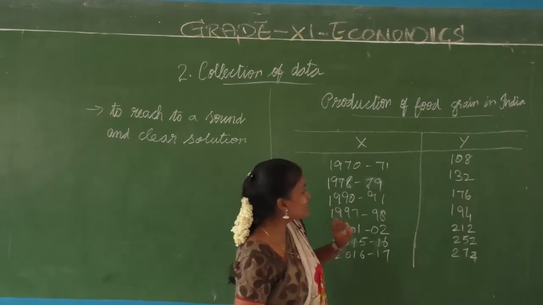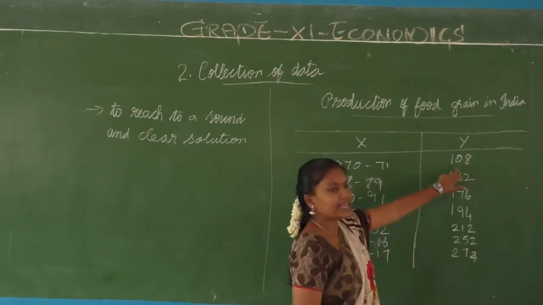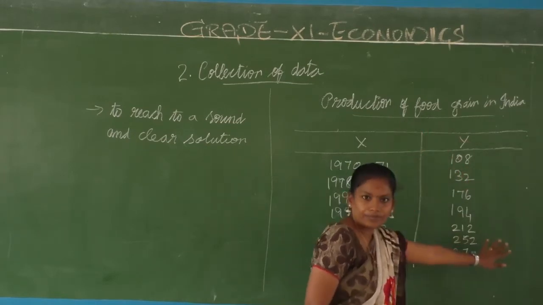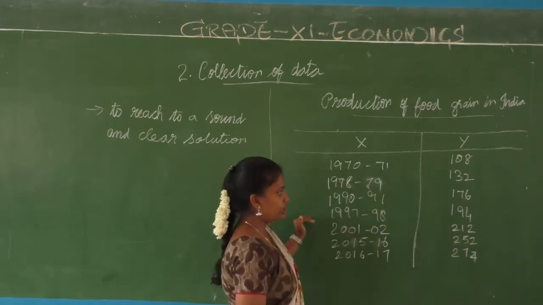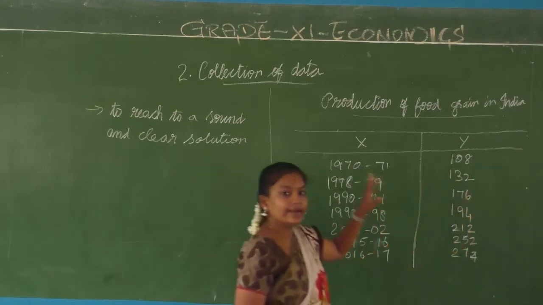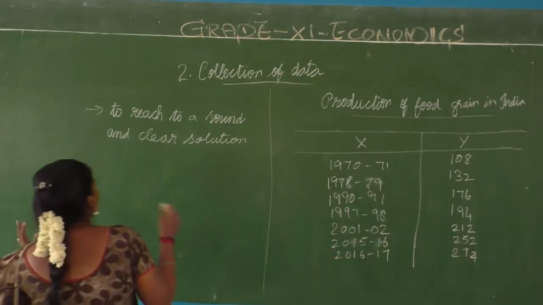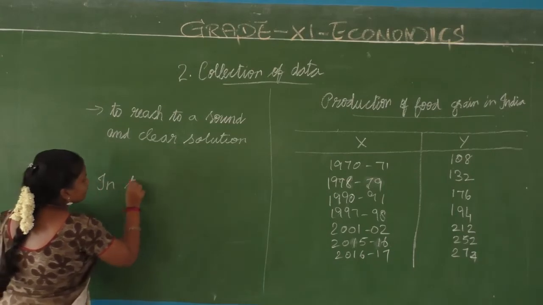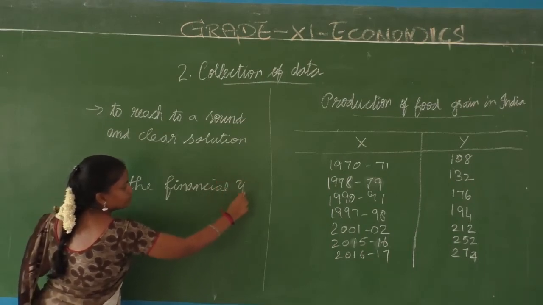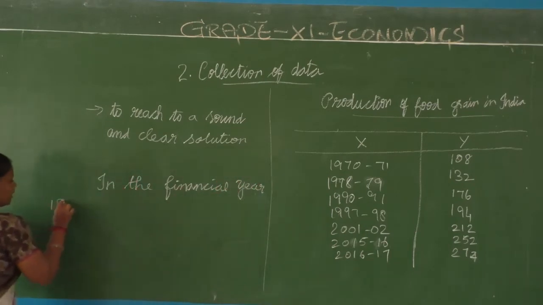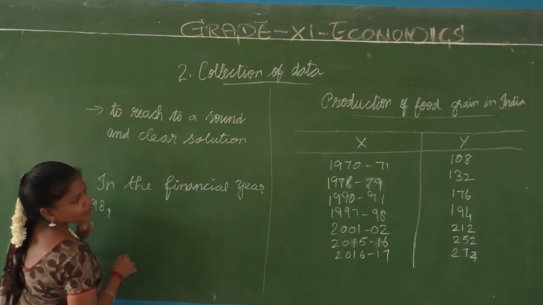How will you understand it? In 1970-71, 108 million tons of food grain were produced in India. Okay, in 1978 to 79, in the financial year, 132 million tons of food grains were produced in India. When you write it, how will you write it? You will write in the financial year 1997-98. Okay, how many million tons?